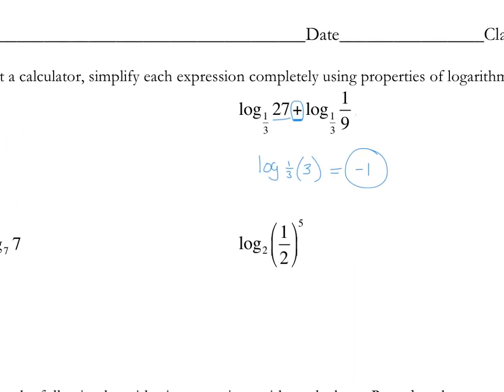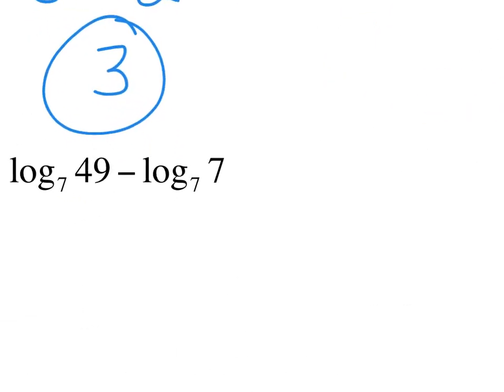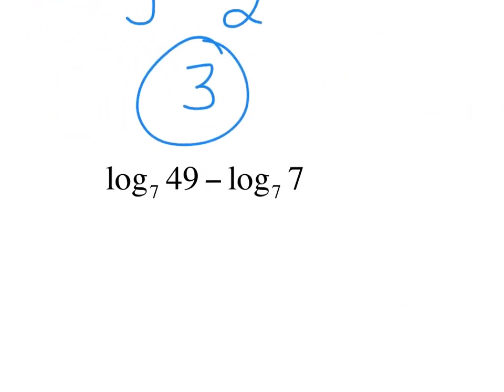Let's scroll over to the bottom here. Sorry about that. And again, these are numbers that, as I look at them, kind of jump off the page at me. They're going to be easy to work together. I know that 7 squared is 49, so I know this is 2. I know that 7 to the first power is 7, so it's really going to be -1. My final answer here will be 1.